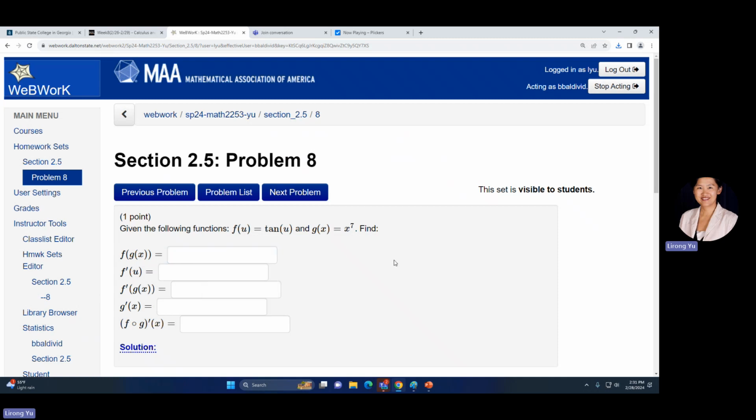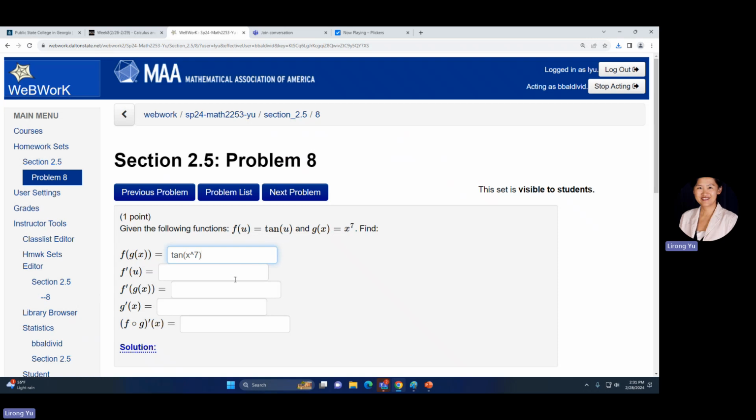First question is to plug in the u. We're plugging the g of x, which is x to the power 7, into the tangent u. So we're replacing the u by x to the power 7. So it looks like this. So it's tangent u. Well, we don't write u, we write the g of x. g of x is x to the power 7. So the first one would be like that.